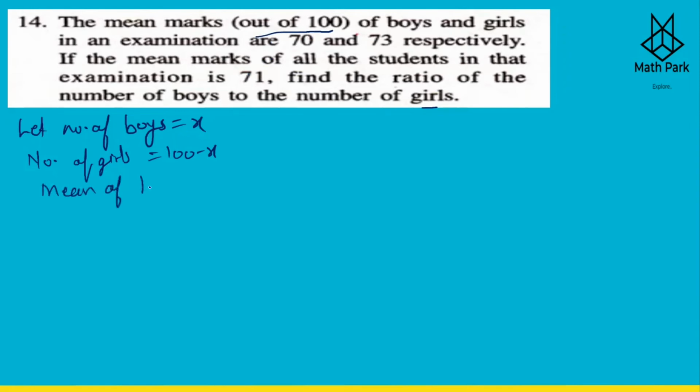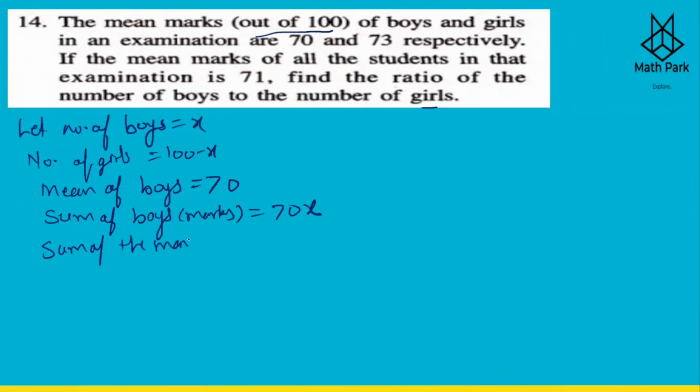The mean of boys is equal to 70. So the sum of the boys' marks, we can take it as 70 multiplied by the number of boys, so 70x. Then the same way, the sum of the marks of girls will be equal to the mean of the girls, which is given as 73, right? So it becomes 73 in bracket 100 minus x.